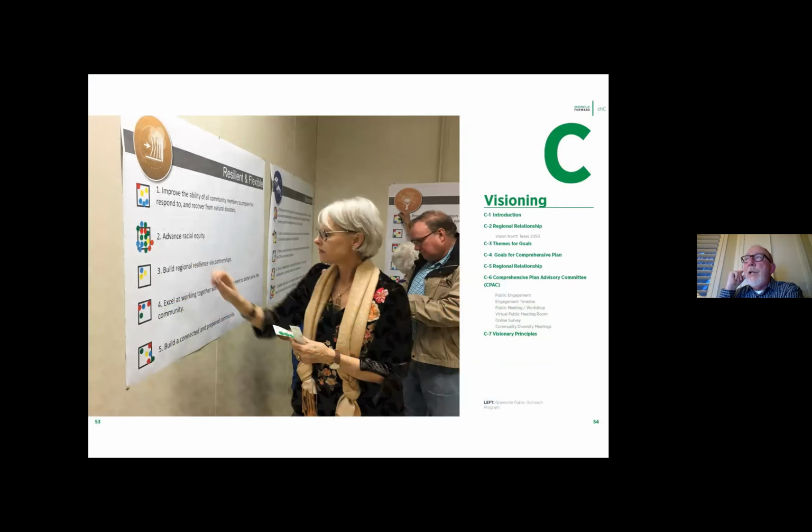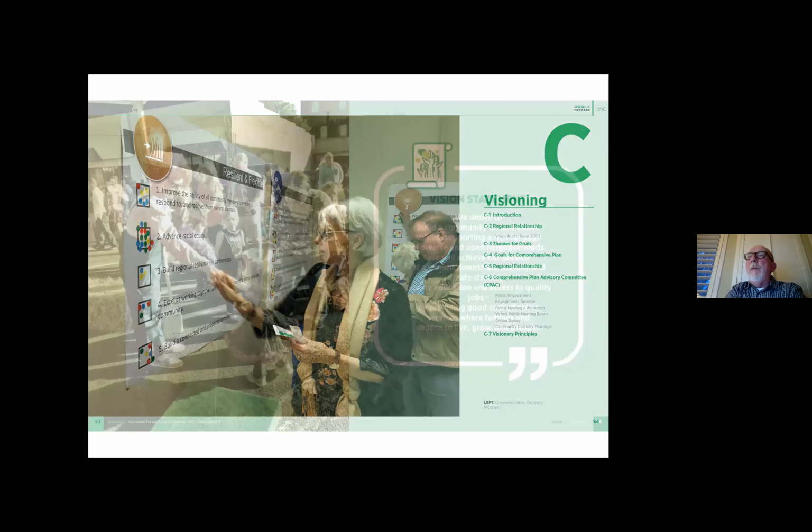In the visioning chapter, chapter C, this goes through, of course, all the public engagement processes. It talks about what the intent of that meeting was, the online surveys, the virtual public meeting room, and all those components that help us solicit input toward the creation of the plan.